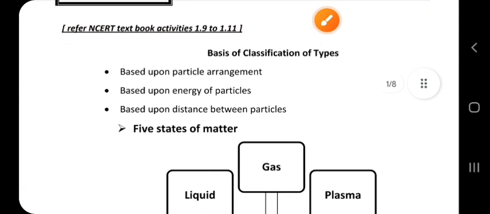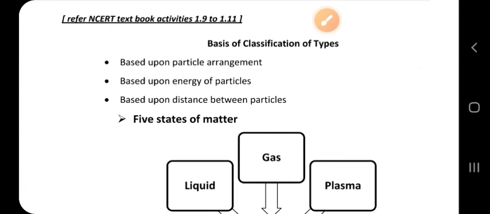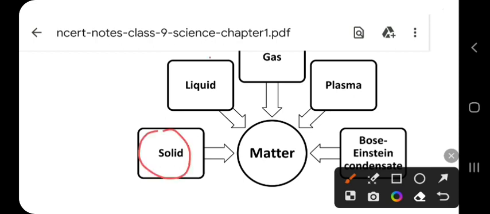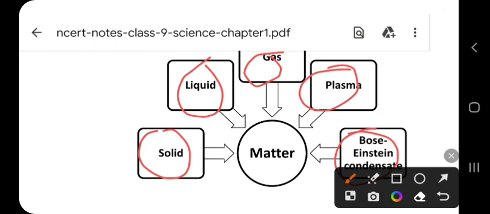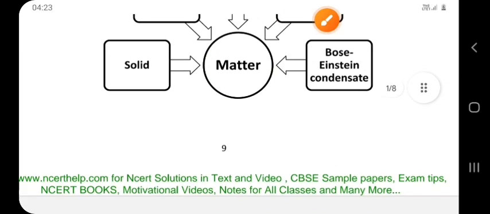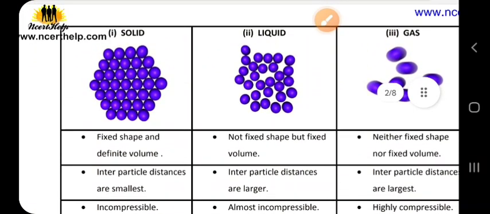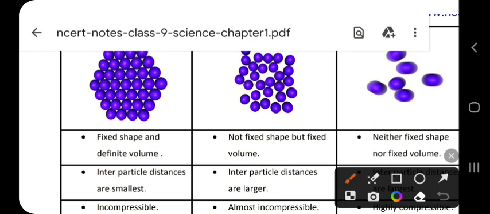States of matter. Classification is based upon particle arrangement, upon energy of particles, and upon distance between particles. The five states of matter are solid, liquid, gas, plasma, and Bose-Einstein condensate. These are the five states of matter. Now, characteristics of solid, liquid, and gas.